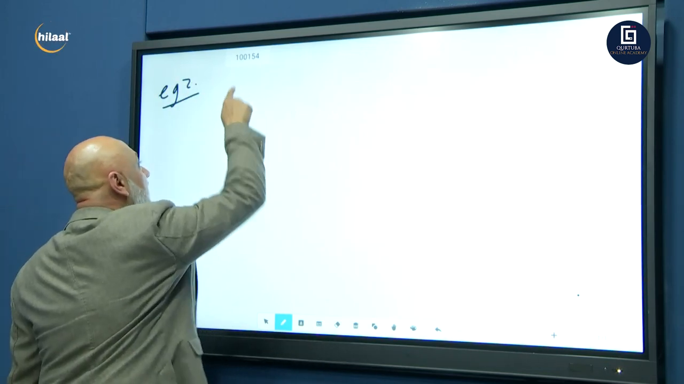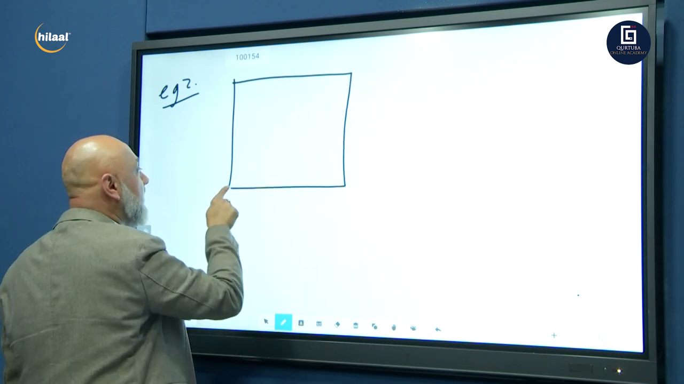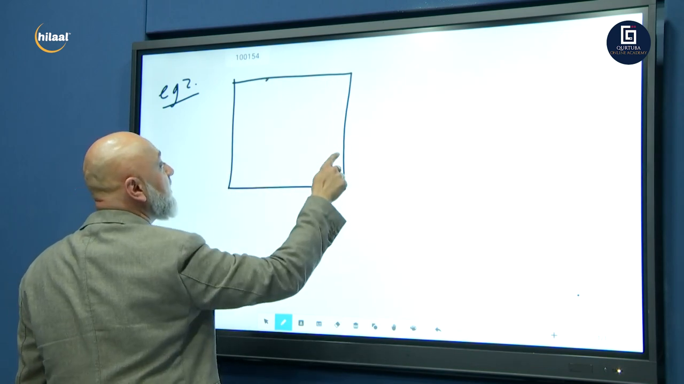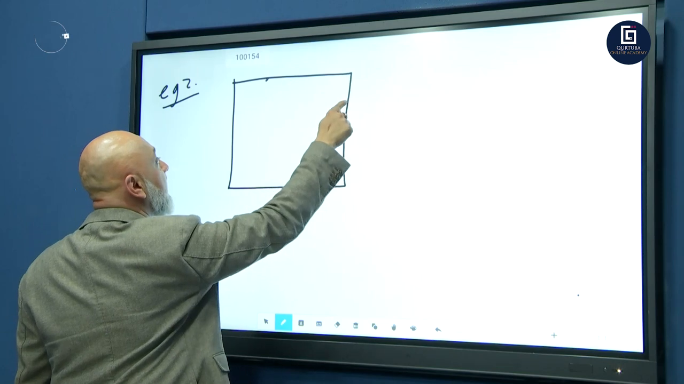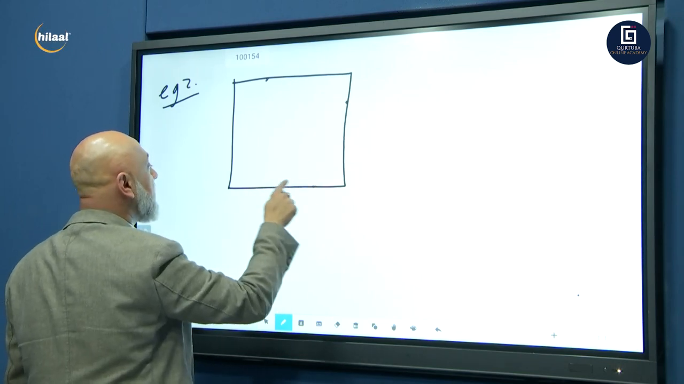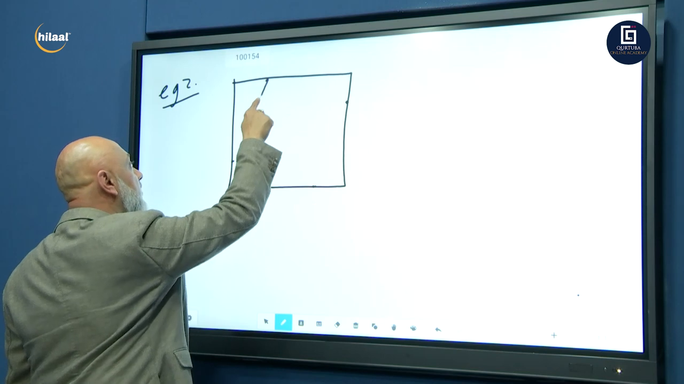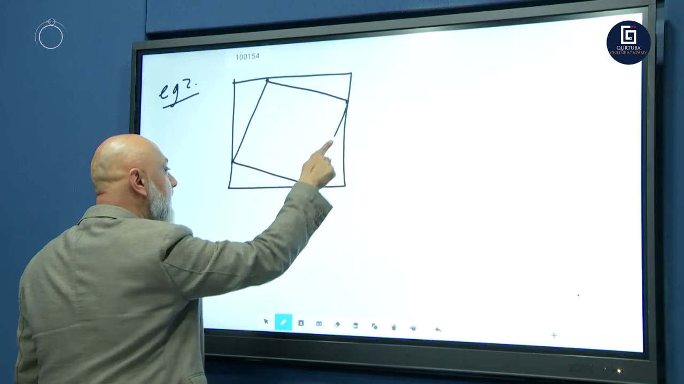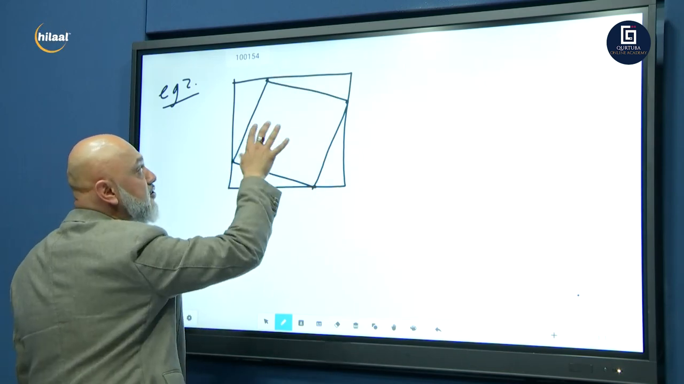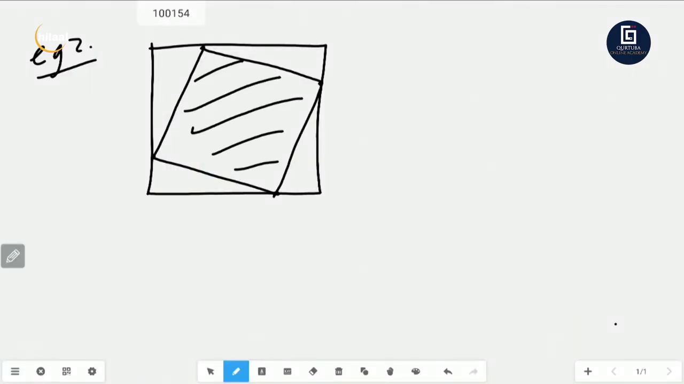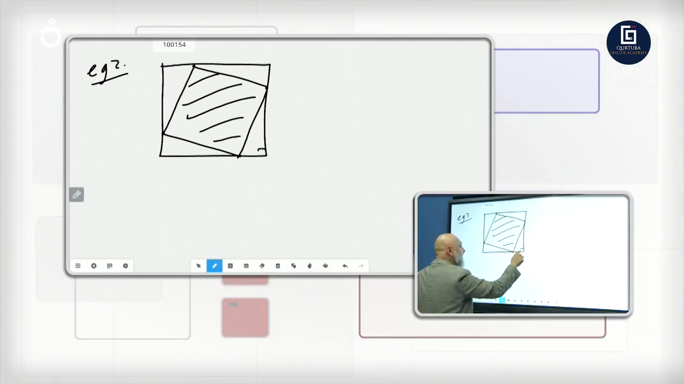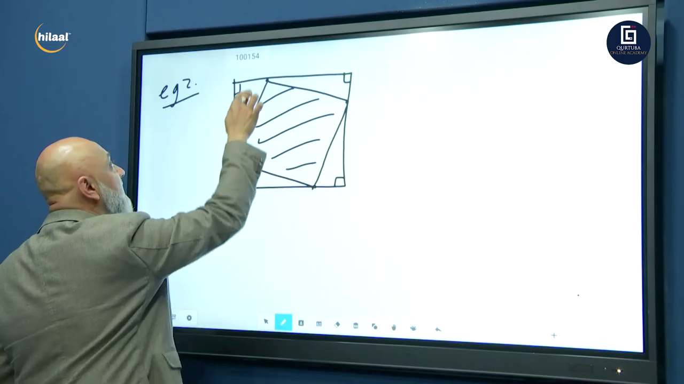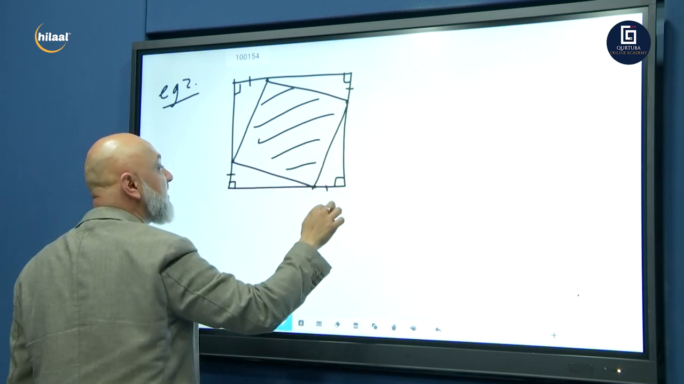I'll give you a square. Let's take a square here and put a point here, a point there, a point here, and a point there. Let's join them. So we've got a square within a square. We call this an inscribed square. Obviously that's 90 degrees, that's 90, that's 90, that's 90. That piece is equal to that piece is equal to that piece is equal to that piece.